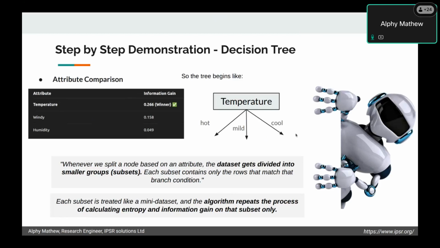From here onwards, the algorithm looks only at the rows inside the subsets, not the entire data set. For the root node only, the entire data set is taken. If you split the tree again and again, then the subset is taken into consideration, only in the hot, only in the mild, and only in the cool. So the steps are repeated again and again. What steps? The entropy calculation, the information gain calculation, and the highest-attribute IG selection are done again and again in each branch: hot, mild, and cool. We are going to see how it happens.